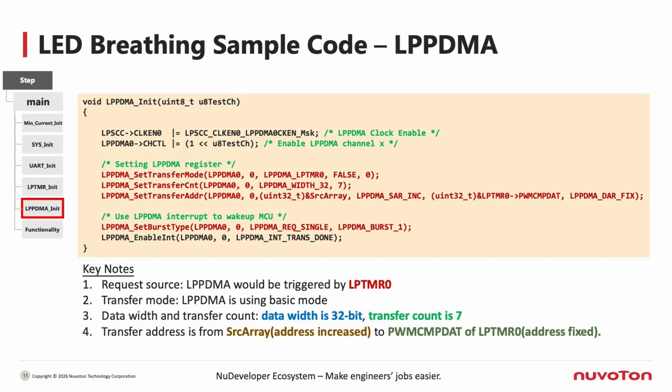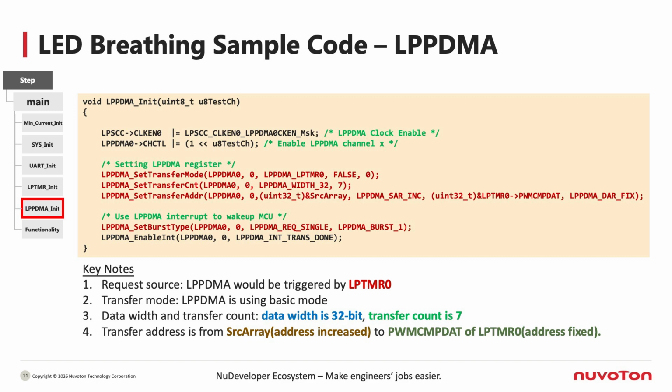Set transfer address specifies the source and destination addresses. You can think of it like sending mail. The source address is an array that increments for each transfer, so we select INC, while the destination address is a fixed register, so we select fix. Set burst type chooses between single or burst mode for transfers. Since the accumulator triggers one data unit at a time, we select single.